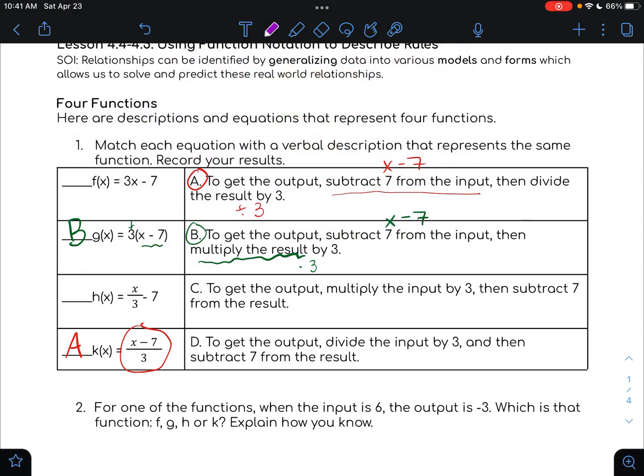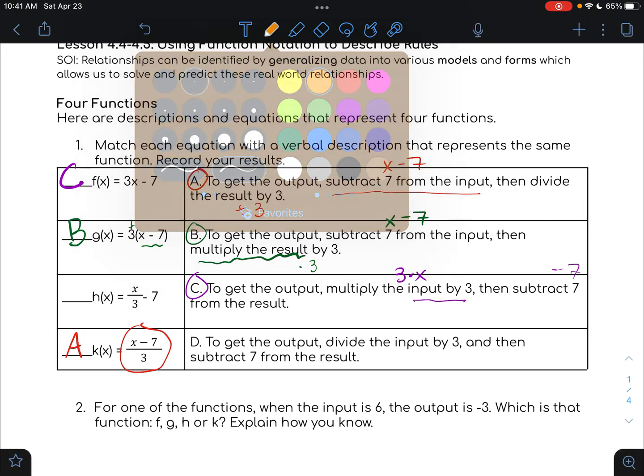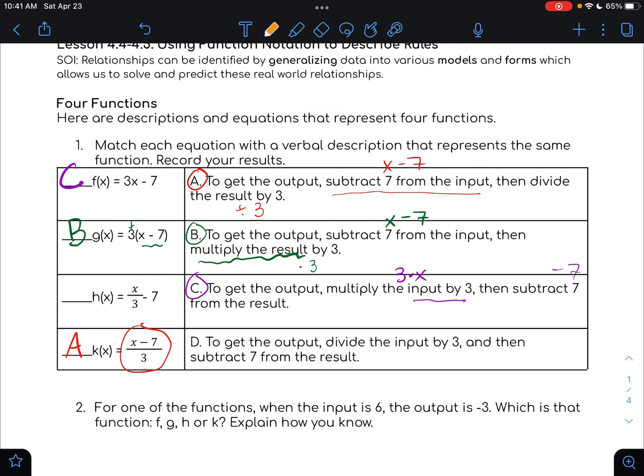All right, narrowing it down. To get the output, multiply the input by 3, so x times 3 or 3x, and then subtract 7 from the result. That goes with function f. And then, of course, process of elimination: we know what the last one is, but I'll read it anyway. To get the output, divide the input by 3, so x divided by 3, and then subtract 7. That would be description D.